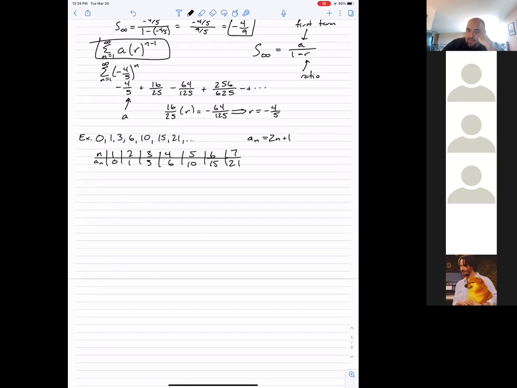I think I'm seeing the pattern in this one. Okay, what pattern are you seeing? So it keeps adding an extra value. So it goes +1, then +2, then +3, then +4, then +5.